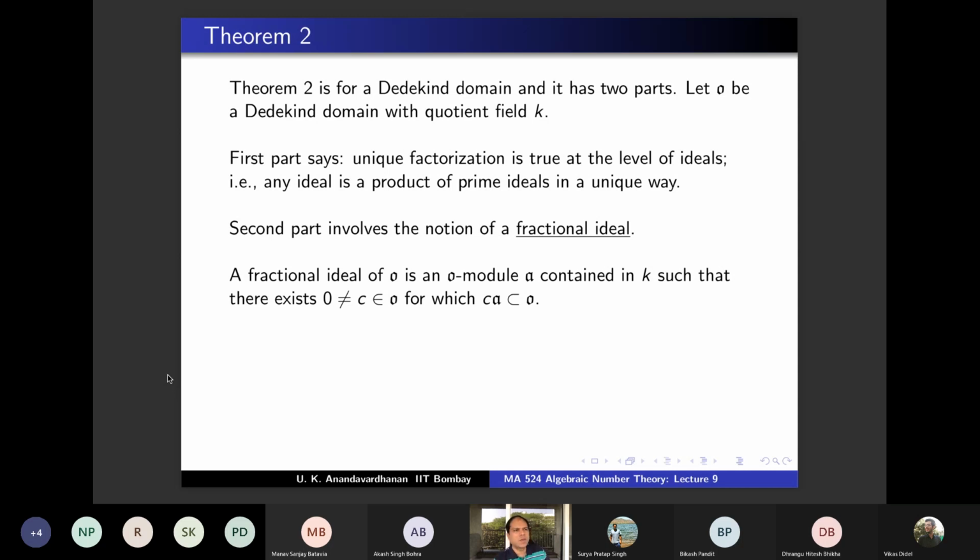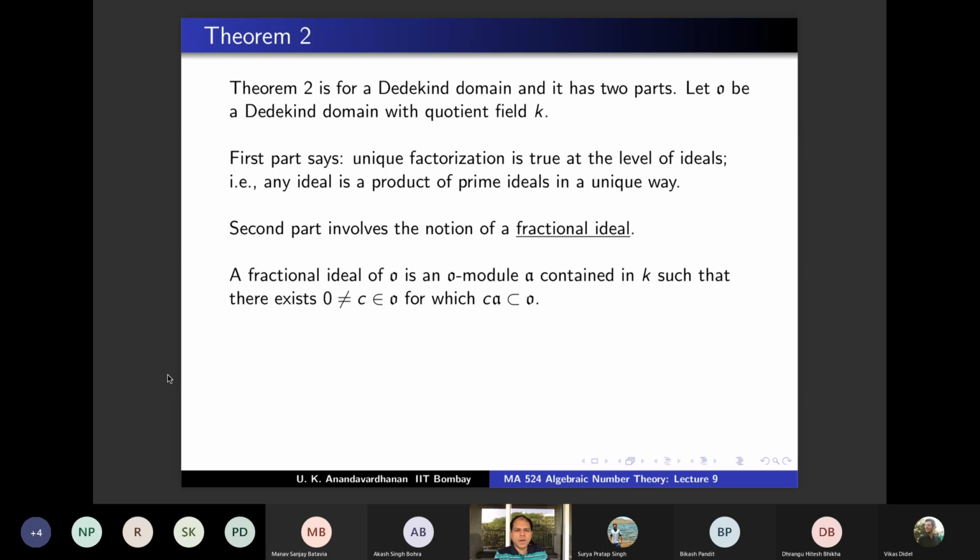A basic example to keep in mind is something like half Z. You take all the rational numbers with 2 in the denominator, half integers, the set half Z, n by 2 where n is an integer. So what will you multiply with? What will be the most natural C which will do the job? You take 2. So 2 times half Z is contained in Z, and half Z is contained in Q. So that's a fractional ideal.